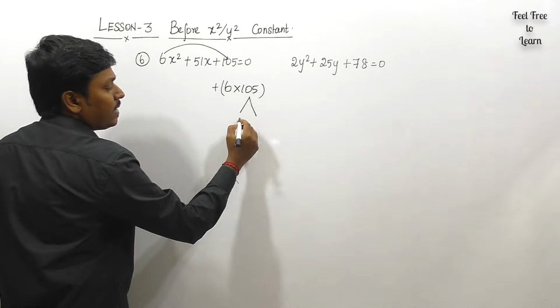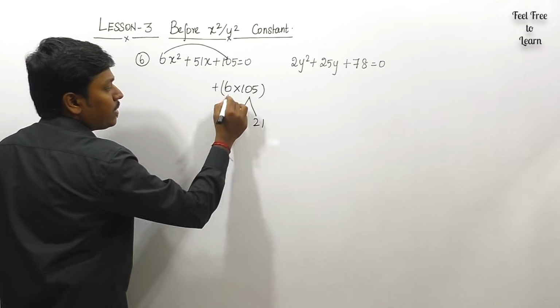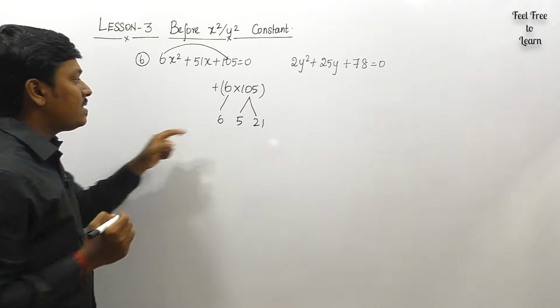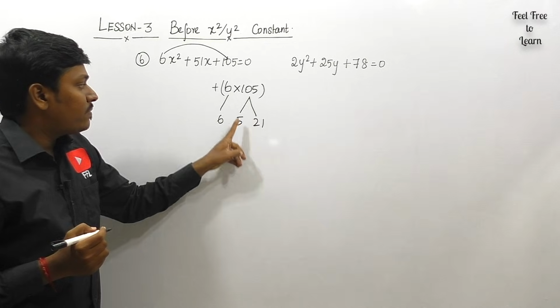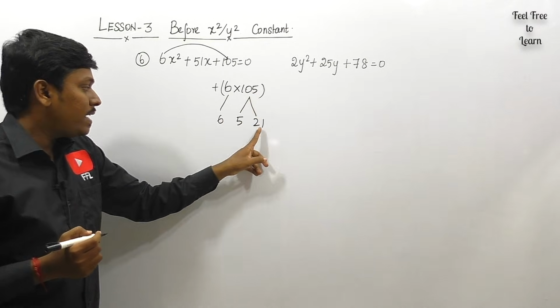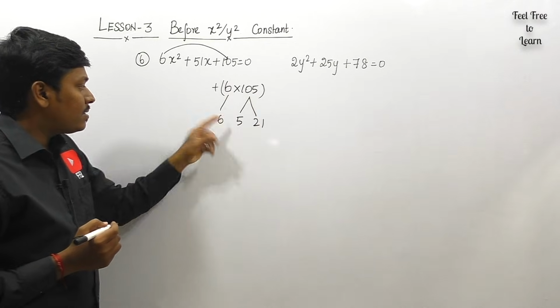We can divide this by 5. So when we divide this by 5, it will be 21, right? Bring the 6 as it is. So friends, listen here. When we divide this by 5, 5 2s are 10, 5 1s are 5. So 21 into 5 will be 105. So bring the 6 as it is.